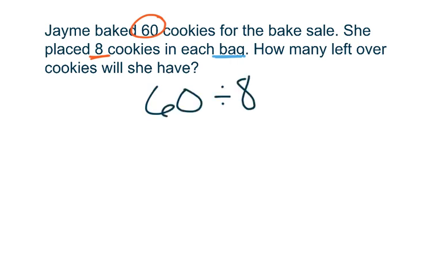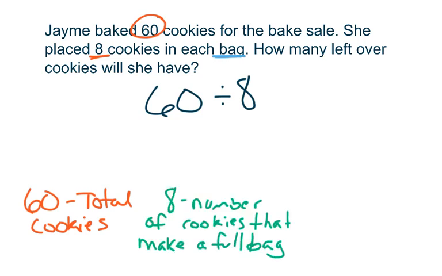So my first step is going to be to divide, but I need to understand what each of these numbers represents. My 60 is going to be my total number of cookies, and my 8 is going to represent the number that make a full bag. So let's go ahead and divide, and when I divide, my quotient is going to represent the number of full bags that I have, and my remainder is going to represent what I have left over.